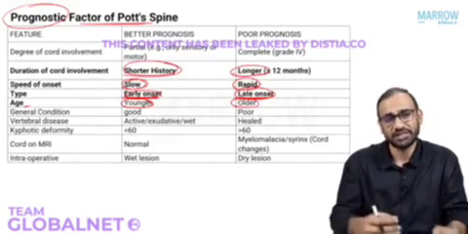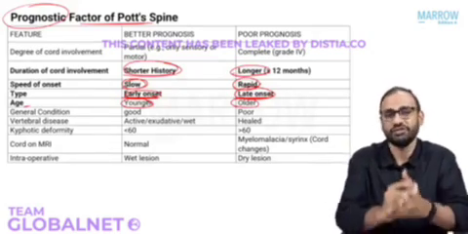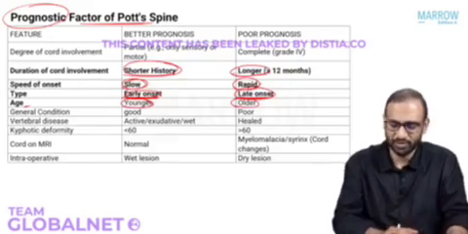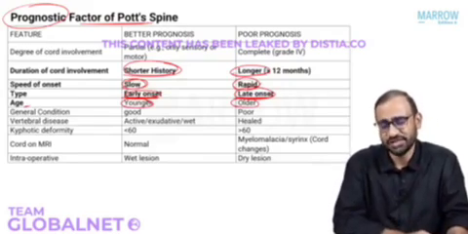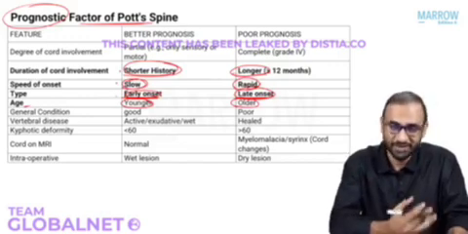Long history means that the disease process is so long that the compression now is because of the bony deformity rather than the granulation tissue. Everything else is simple and self-explanatory. I thought these three you need to be explained.